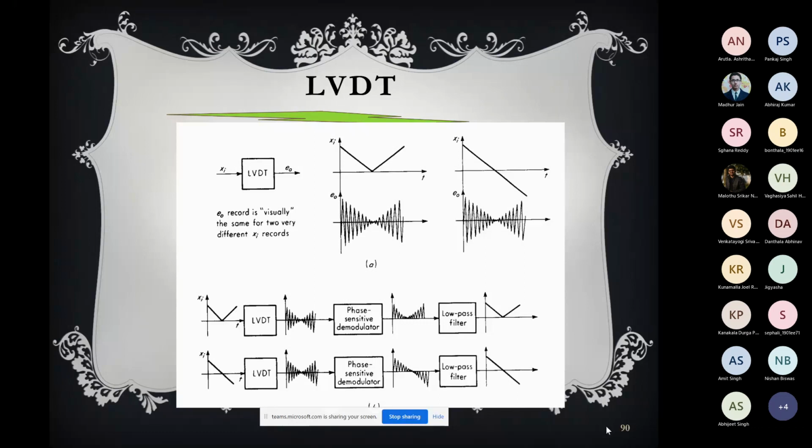So as I said, LVDT can measure the slowly varying input, and the output of it we can make as a modulated sine wave. And then if we apply the phase sensitive demodulator, then low pass filter, the output coming out from the low pass filter will become sensitive to the core position. So the above null or below null, how it is going with time varying, it can be detected. So this is all about the LVDT.